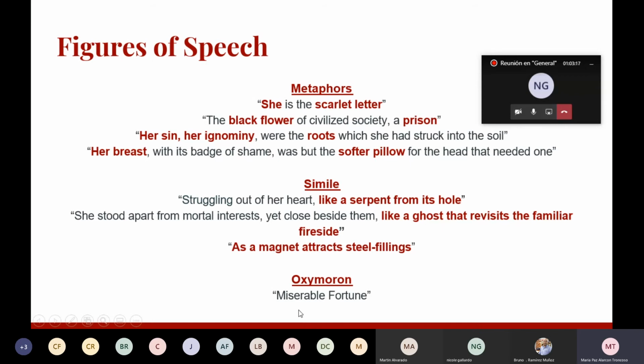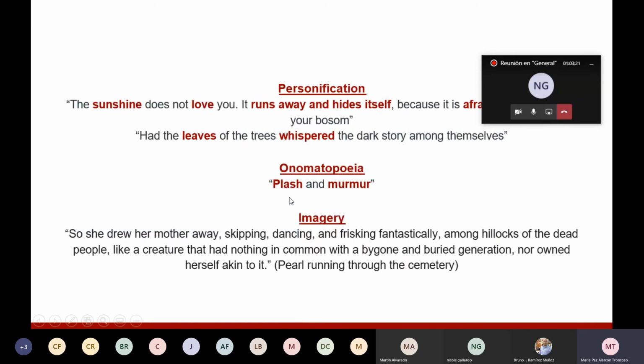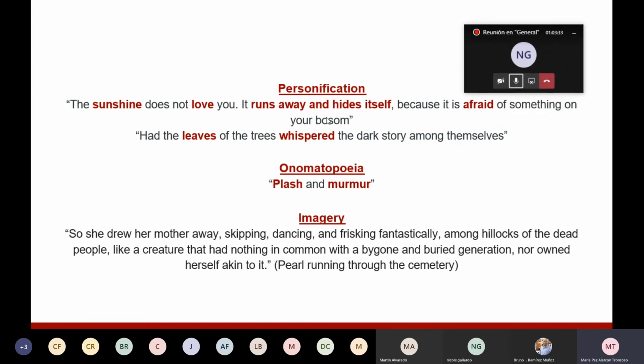An oxymoron, miserable fortune. Personification. When Pearl says, the sunshine does not love you, it runs away and hides itself. The sunshine runs away and hides itself.